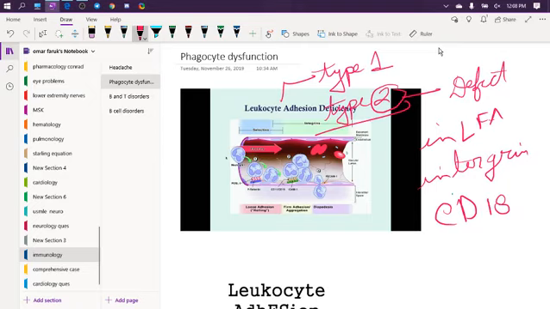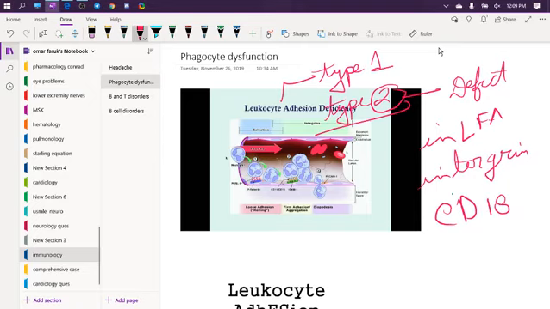That's why in clinical features you may get recurrent skin and mucosal infection, but there is absence of pus, because pus simply means dead neutrophils, and as no neutrophils are going to the particular area where the infection is present, there is no pus. That is called leukocyte adhesion deficiency. So there is poor wound healing.